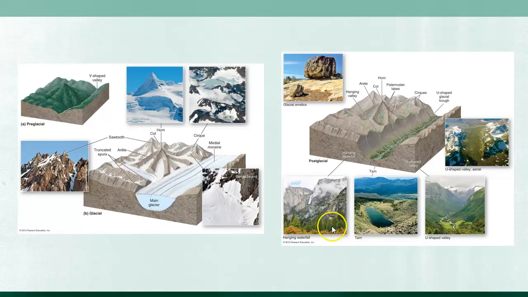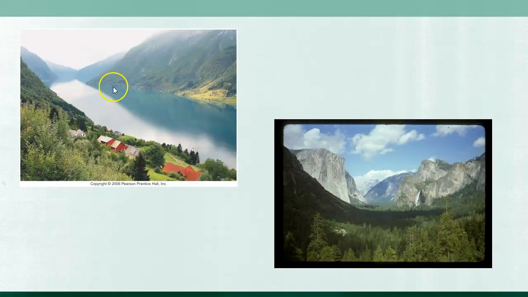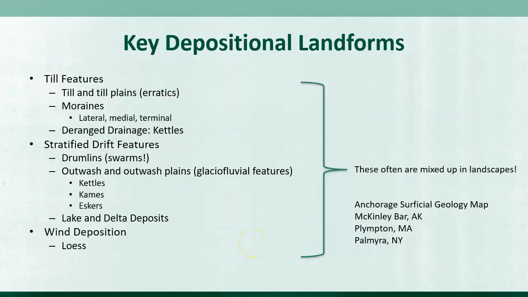Now let's go back to the PowerPoint. Here's a great example of a fjord. This is Yosemite Valley, which is a wonderful example of a U-shaped valley with a hanging valley in it. That's Bridal Veil Falls that comes out of that. It's really breathtakingly beautiful. I recommend people visit there, even if they're used to beautiful Alaska landscapes.